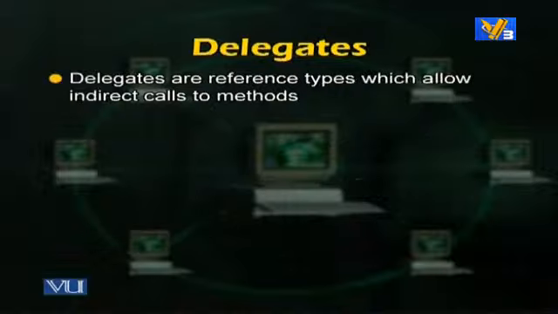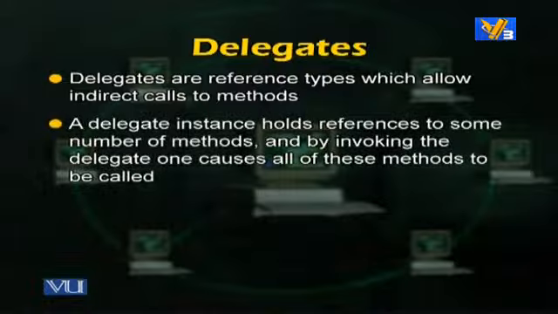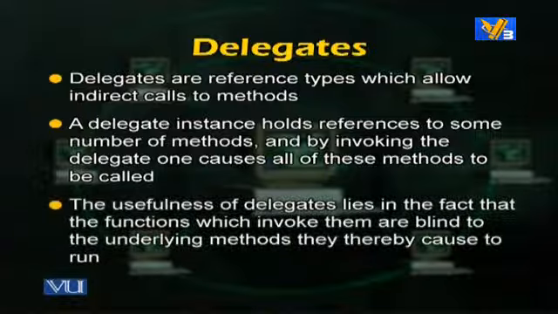Delegates are reference types which allow indirect calls to methods. A delegate instance holds references to some number of methods, and by invoking the delegate, one causes all of these methods to be called. The usefulness of delegates lies in the fact that the functions which invoke them are blind to the underlying methods they thereby cause to run. Here is one example.